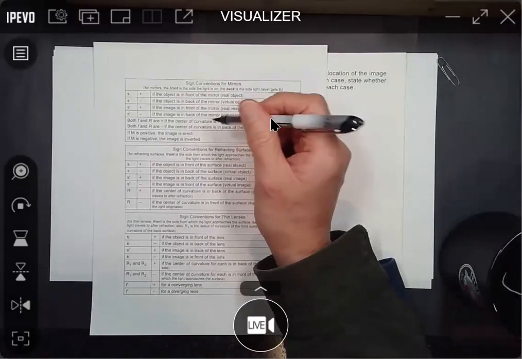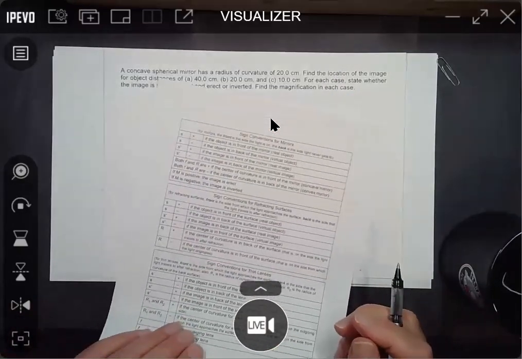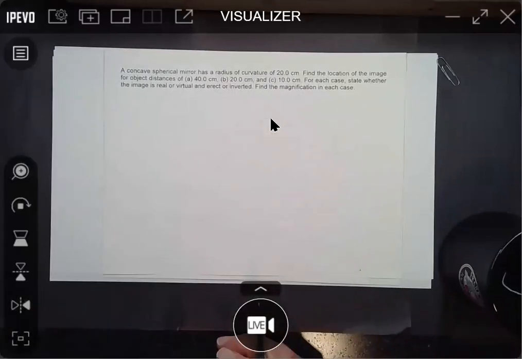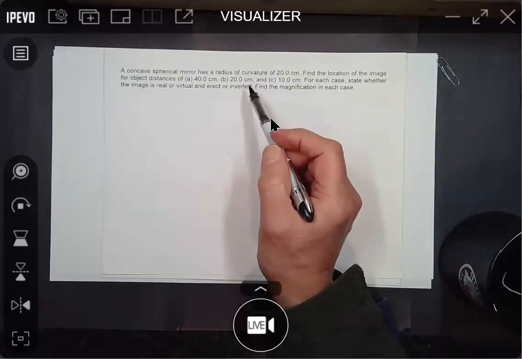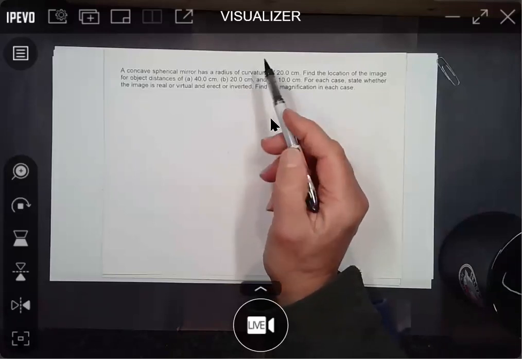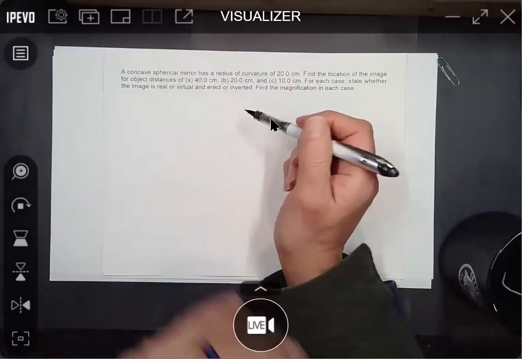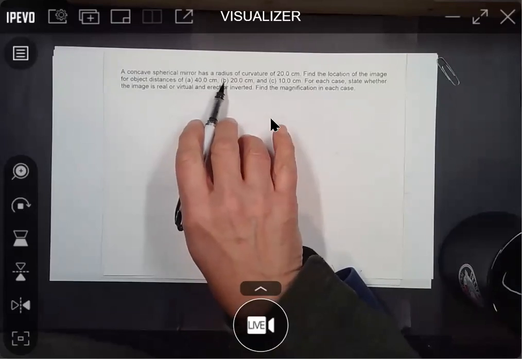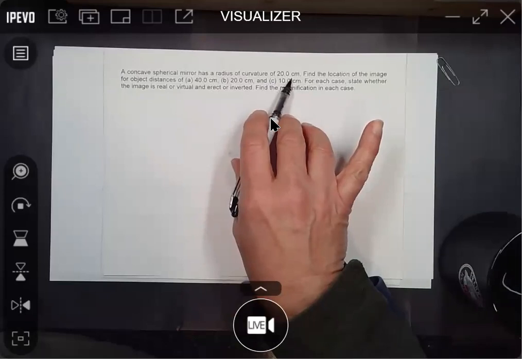So anyway, let's go ahead and solve some example problems today and see how these things work out. This is a problem that I accidentally put twice in the handout for today's material. So the second time you see it, don't bother to do all the problems or all the parts of it again. But we have a concave spherical mirror that has a radius of curvature of 20 centimeters.